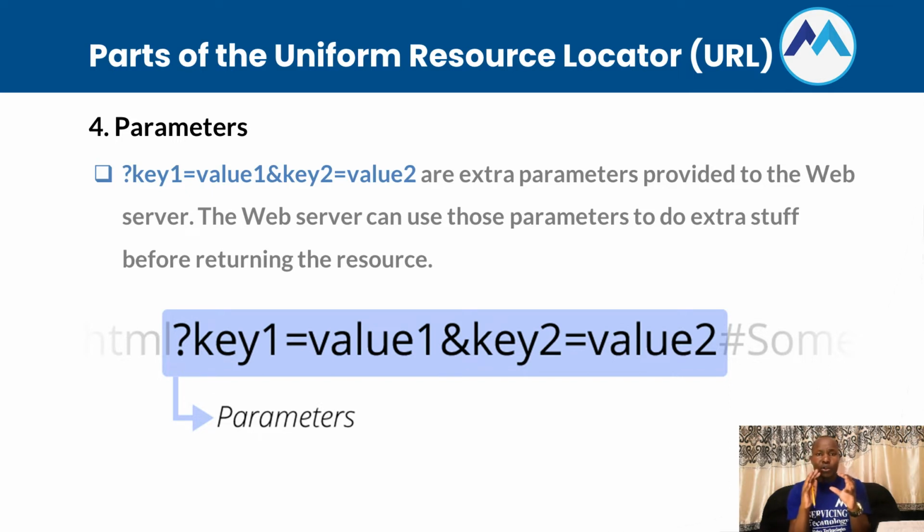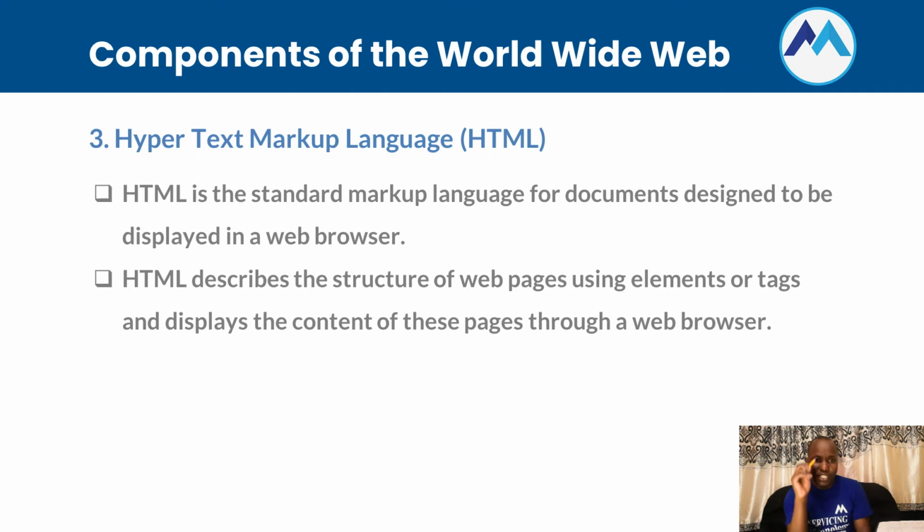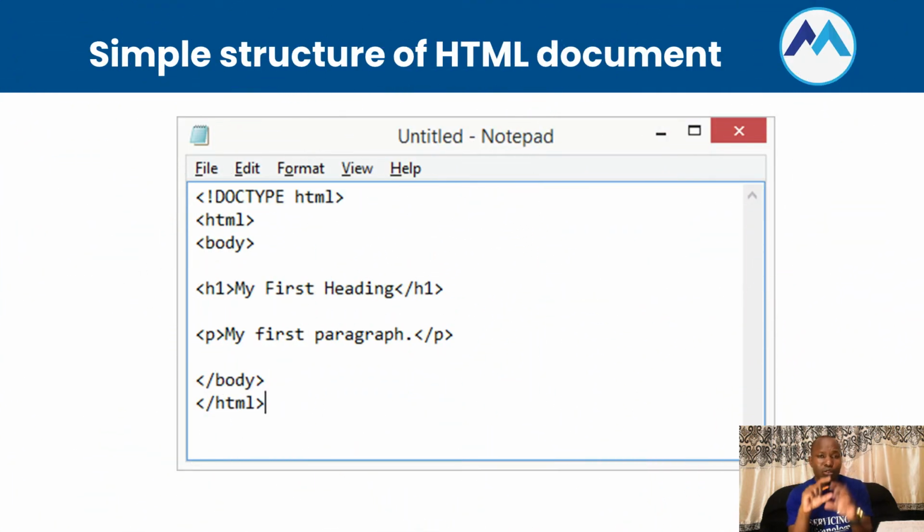The third component is the Hypertext Markup Language, that's HTML. HTML is the standard markup language for documents designed to be displayed in a web browser. It can be assisted by technologies such as Cascading Style Sheets, that's CSS, and scripting languages like JavaScript. Guys, HTML describes the structure of web pages using elements or tags and displays the content of these pages through a web browser. The diagram below shows a simple structure of an HTML document. We will cover more about HTML in the subsequent lesson.